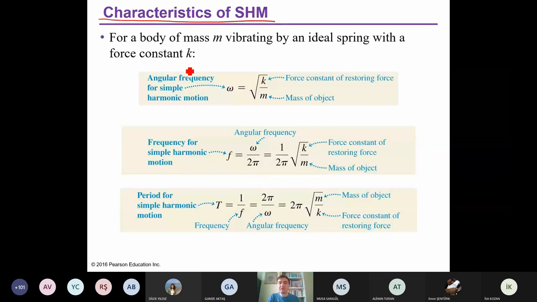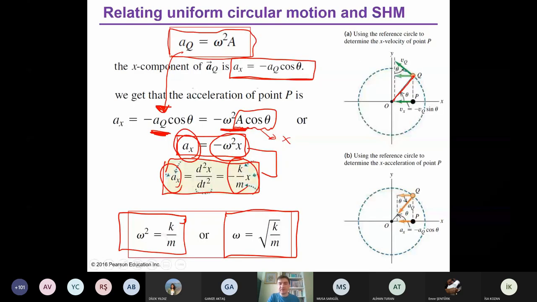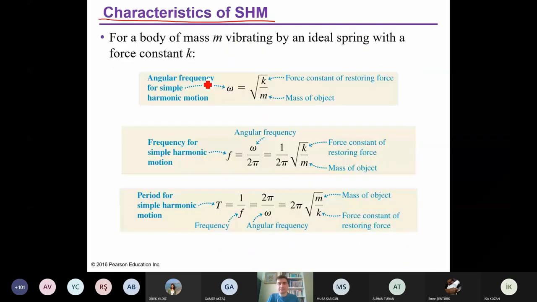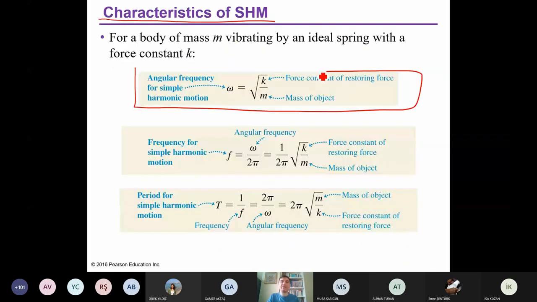Actually, I will summarize what I have found. Here, we have found this relation by using these two equations for the accelerations. Then we have the angular frequency for simple harmonic motion, which is given by the square root of k over m. This is the mass of the object. This is the force constant of the restoring force.